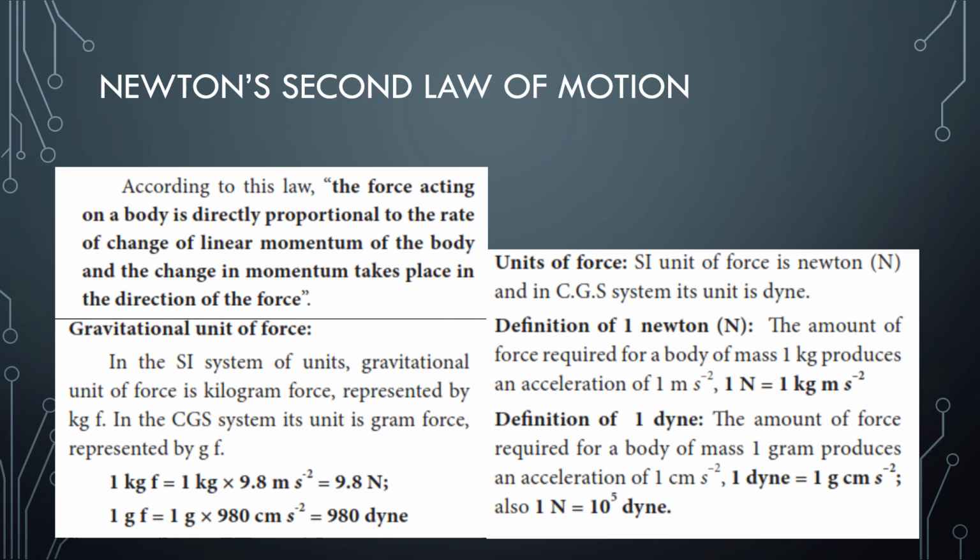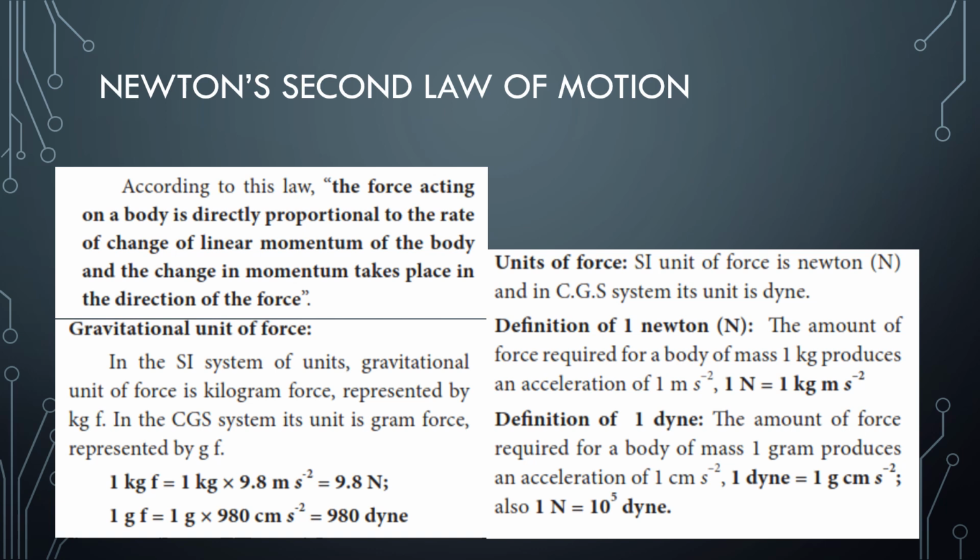Since acceleration is equal to change in velocity by time, a is equal to (v minus u) by t. Hence, we have F is equal to m into a. Force is equal to mass into acceleration. No external force is required to maintain the motion of a body moving with uniform velocity.